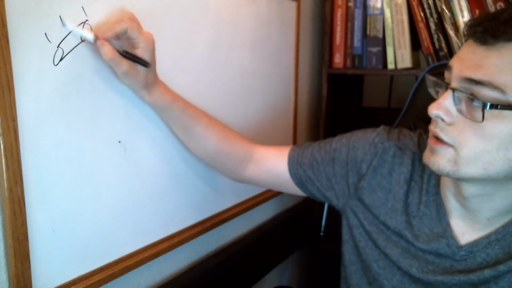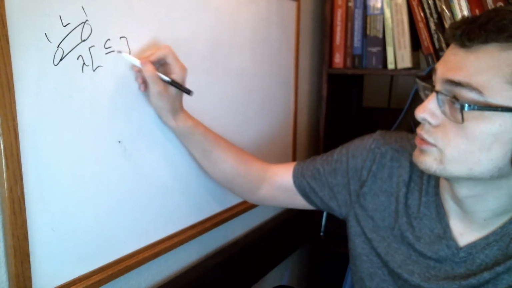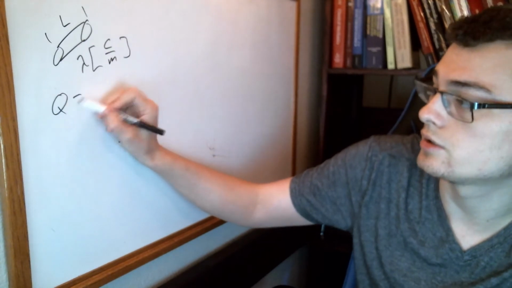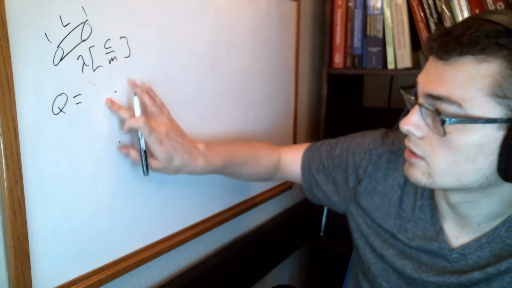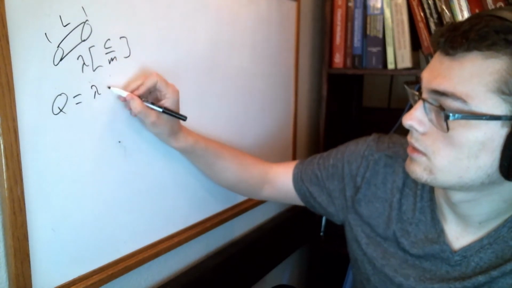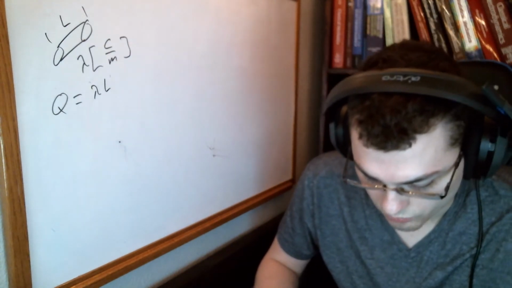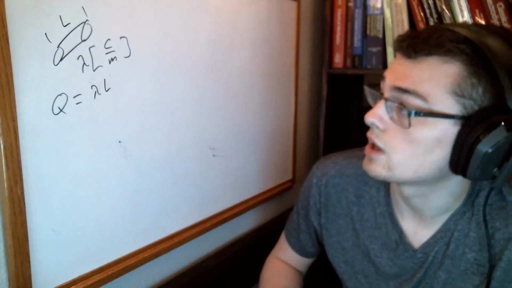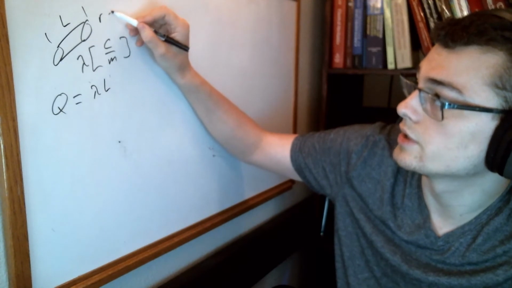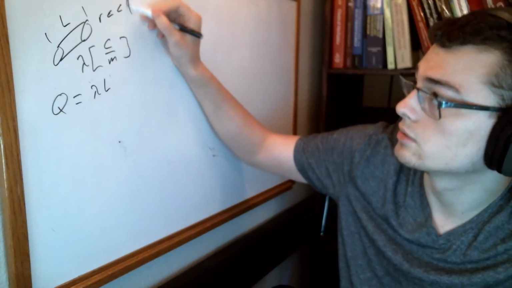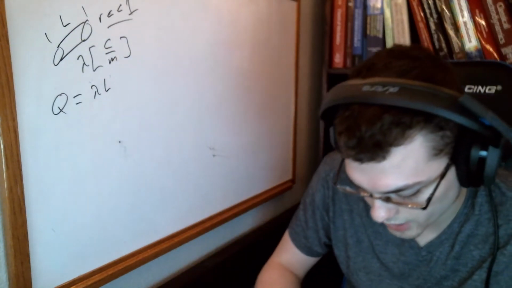So this has a length L, and it has a charge density lambda, which is in coulombs per meter. In order to get Q, we just have to multiply lambda by L. So that's how we get Q for a one-dimensional rod. We're assuming that this rod is skinny enough that its radius is very, very small, so this is our condition for it being very thin.